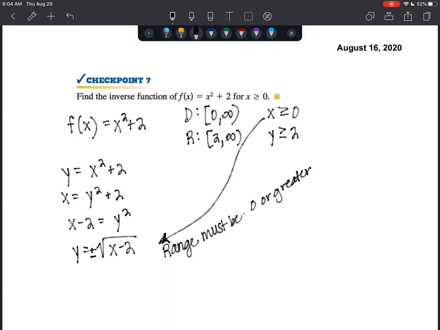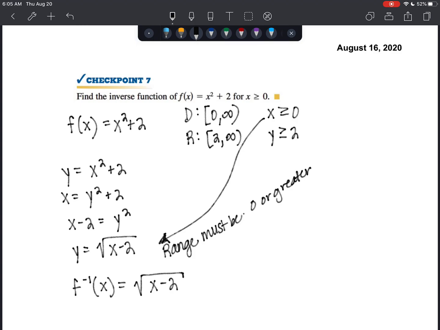So if I put a plus or minus here, that means my outputs would be negative, and that would disregard this range. Therefore, in this case, I am not going to put plus or minus. This right here is getting taken out. So f inverse of x is equal to the square root of x minus 2.